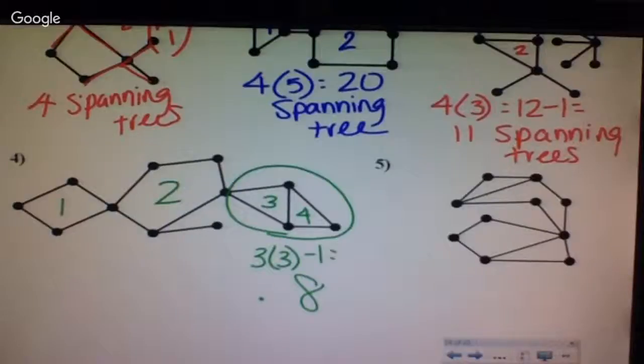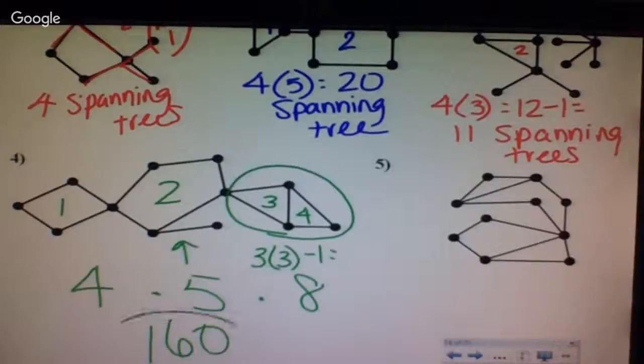And I have 1, 2, 3, 4, 5 options in this one. And I have 4 options in this one. So 4 times 5, 20 times 8. 179. 20 times 8 is not 179. 160. There are 160 different ways to draw a spanning tree from that picture. I don't need you to draw all 160 ways. I just need you to know that there's 160 ways to do that.